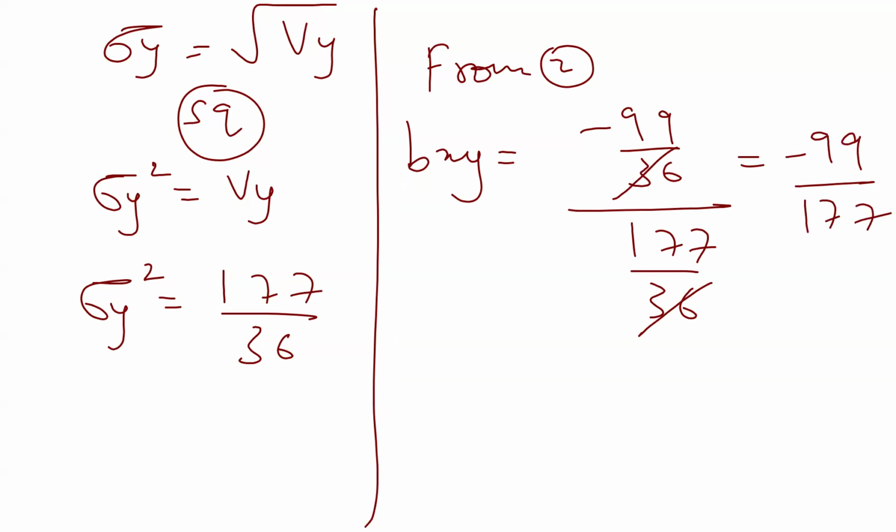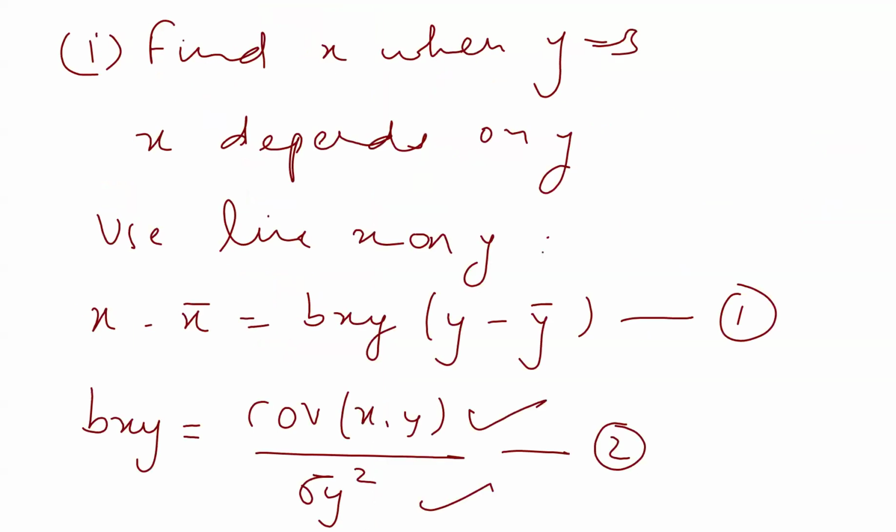After getting the value of standard deviation of y square, put the value of both the terms in equation number 2. Now we are ready with our values. We have bxy. Guys, what is bxy? Bxy is not line x on y. Please remember that bxy is not line x on y. So bxy is nothing but the regression coefficient of x on y. So we have this value, we are having x bar, we are having y bar. Okay, so we do have these values right now with us.